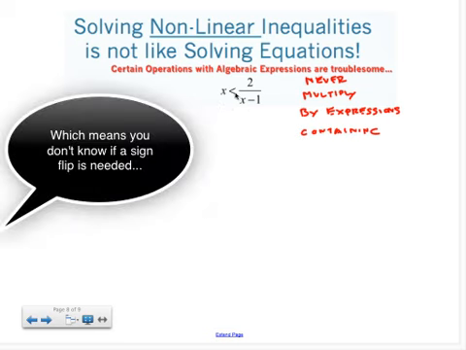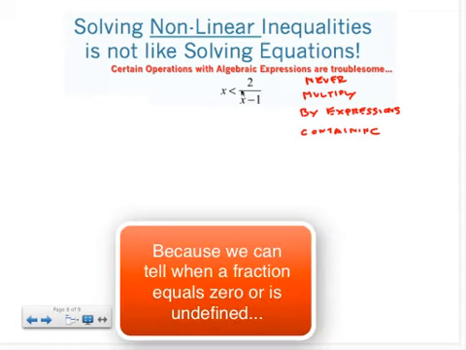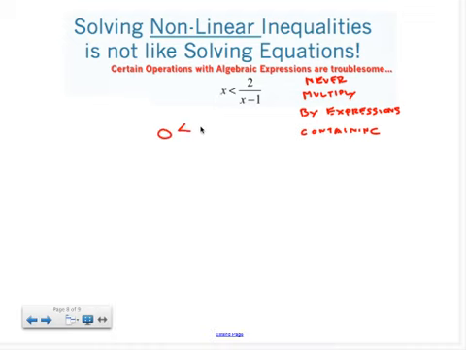Okay, we do a similar idea to what I taught you with equations, which is to get one big messy fraction on one side and 0 on the other side. So if I do that, I have 0 is less than 2 over x minus 1 minus x. I forgot to put the x over there, didn't I? Get one fraction. So this needs a denominator of x minus 1. So I multiply top and bottom of that fraction by x minus 1. And I have a denominator.